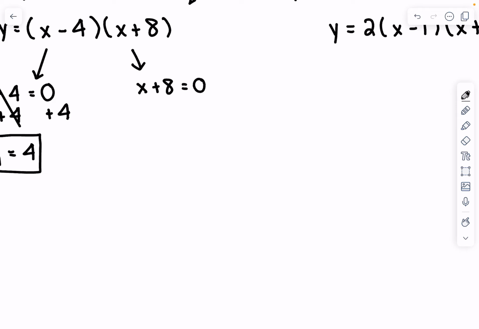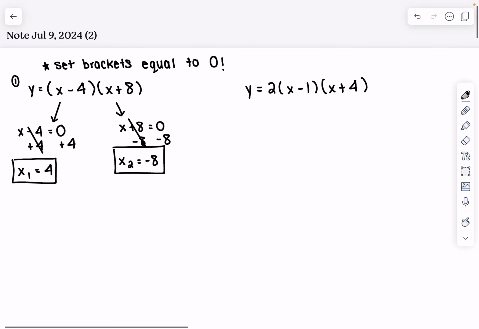So we have x plus 8 equals 0. My opposite operation of adding by 8 is subtracting by 8. I'm going to show that on both sides to make sure that all of my equations are holding equality. Plus 8 minus 8 cancels it out. And you're left with your second x-intercept, which is negative 8.